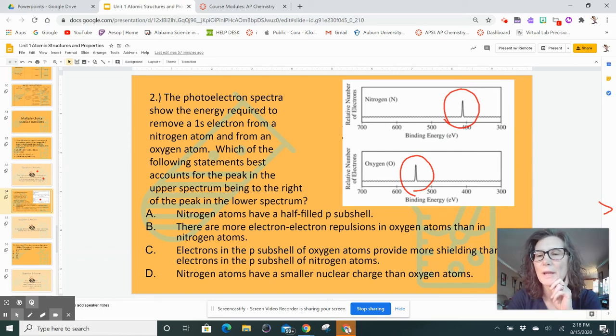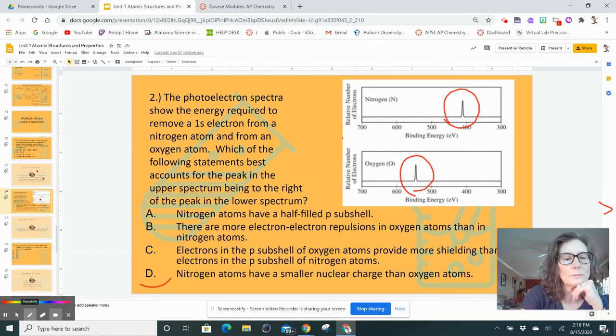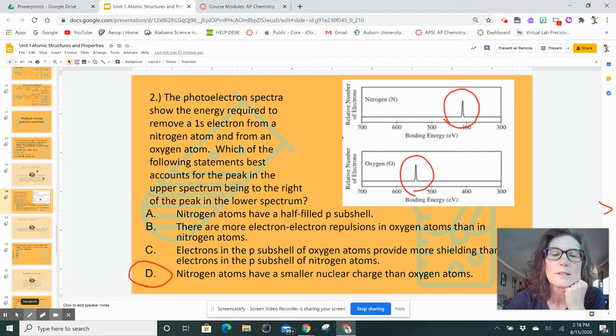Okay, go back. So the correct answer is D. There you go. And it is D because the nitrogen atoms have a smaller nuclear charge. They have fewer protons. Nitrogen has 7 protons, whereas oxygen has 8. Because of that, it's going to make it a little easier to pull the electrons off of nitrogen than oxygen.